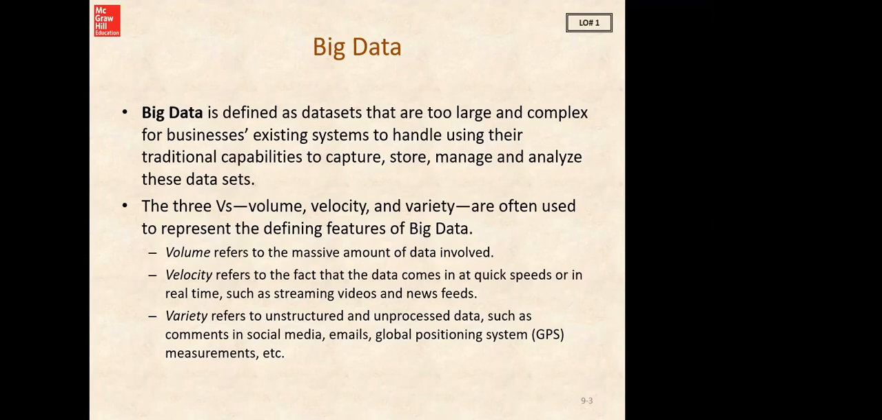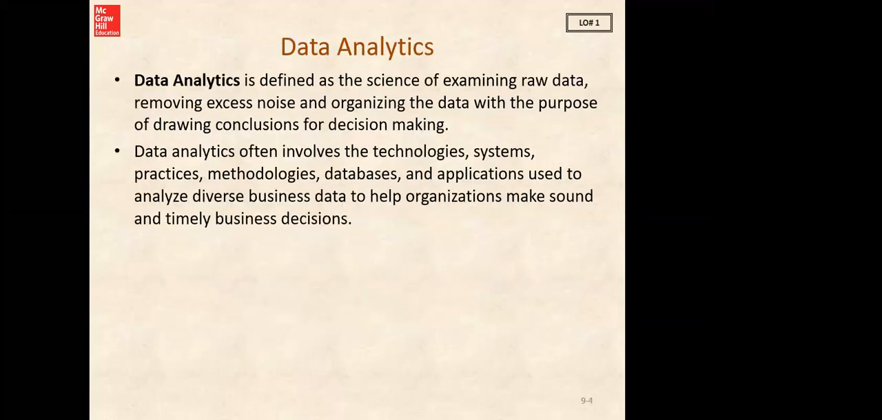Volume is always the amount of data. Velocity refers to the fact that data comes at quick speed, in real time, you need it right away, and we want to work with it faster. Variety refers to unstructured and unprocessed data, where we take information from social media, emails, whatever, and process it into tables. So data analytics is a very useful product.